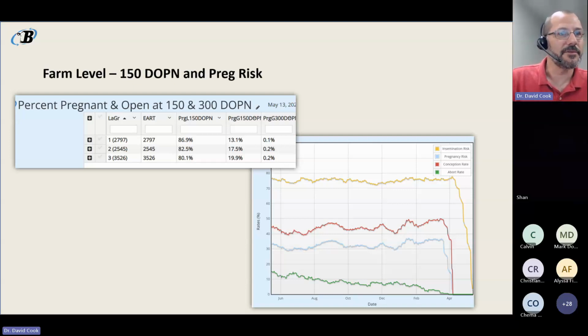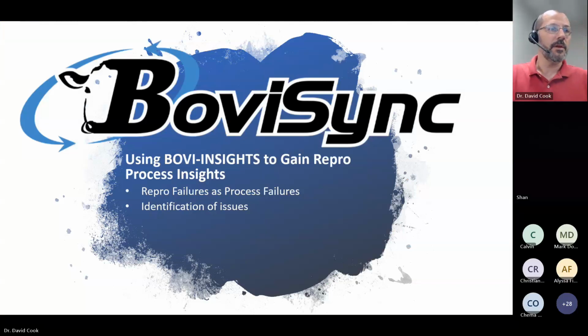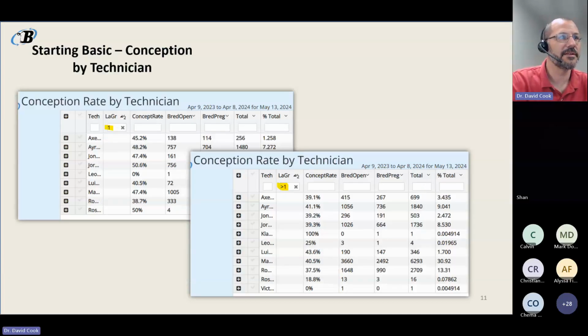The preg rate can get influenced by a lot of different factors, the voluntary waiting period. But if you want to keep cows in a high fertility cycle, having a high percentage of cows that are pregnant by 150 days, I think is everybody's goal. And so that can be a really nice number that is standardized across everybody. Going farther, using BoviInsights to gain repro insight. A lot of what I'm going to try and show you is some of the process failures.